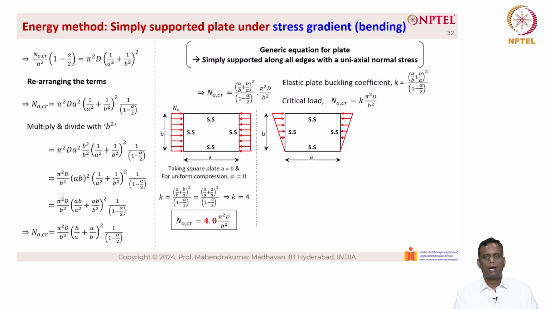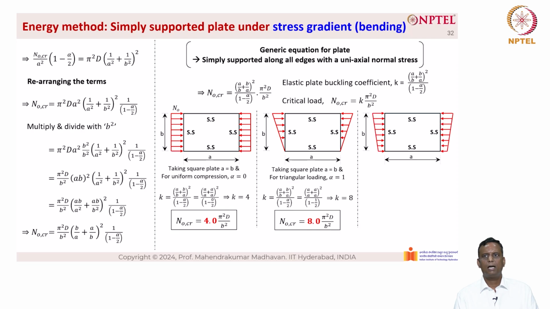Now let us look at another case where alpha equal to 1. So when we take alpha equal to 1, we have K equal to A by B plus B by A the whole square divided by 1 minus alpha by 2, which is 1 minus 1 by 2, so we have K equal to 8. So the N naught critical is equal to 8 into pi square D by B square. Basically, when a triangular load is applied, which is 50% of the load of the uniaxial compression, the plate buckling coefficient value K actually doubles from 4 to 8.